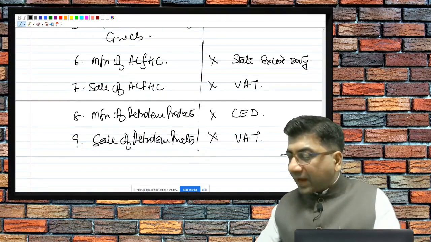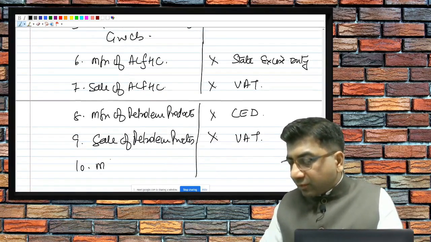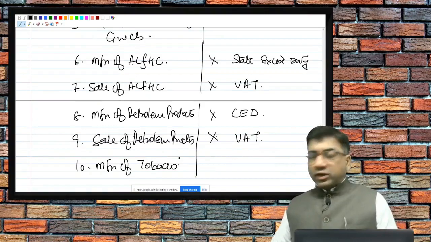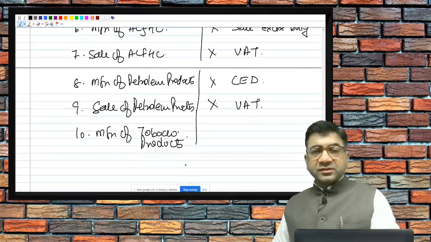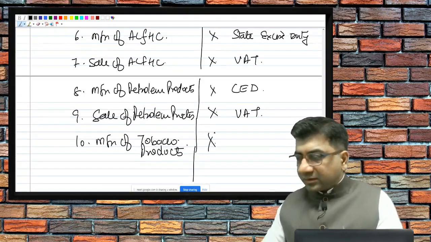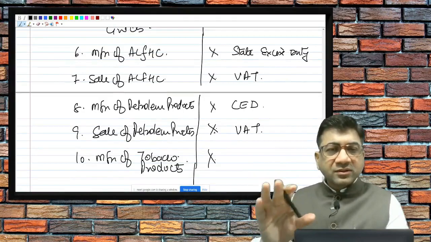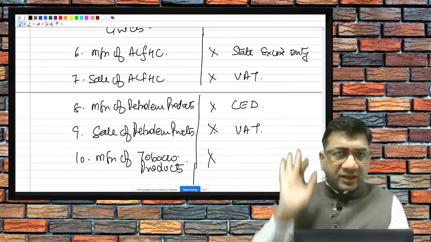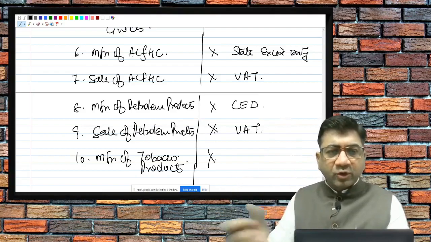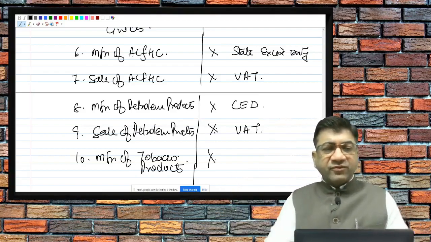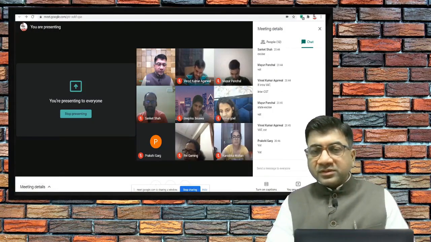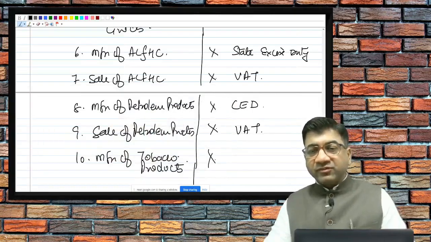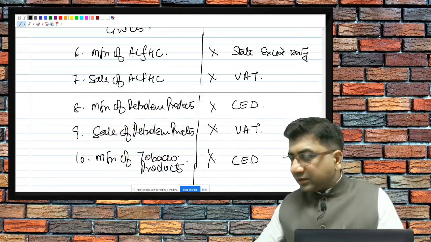Now tell me, tobacco. Manufacturing of tobacco products. GST is not there. These intoxication products are different, right? The rest, GST is on everything. Intoxication, alcoholic, petroleum products. Which tax is levied here? Manufacturing, central excise duty. Very good.